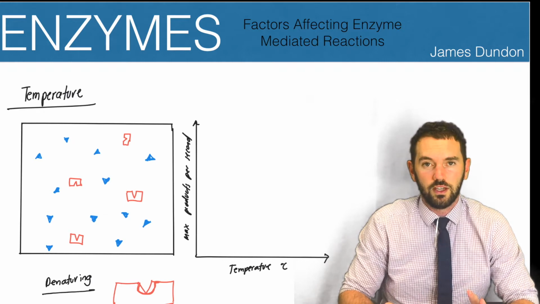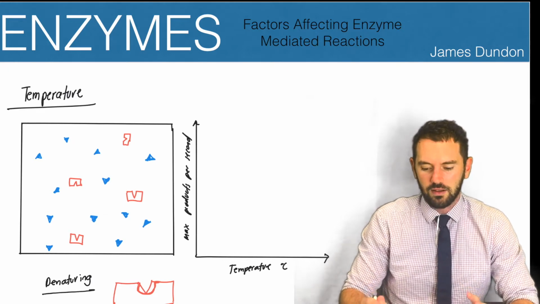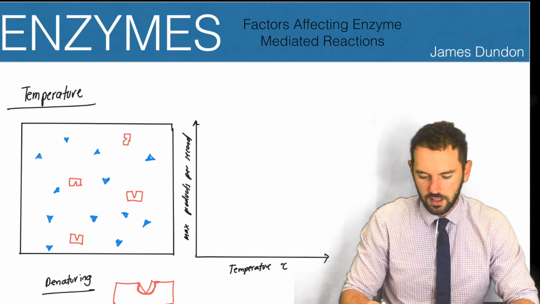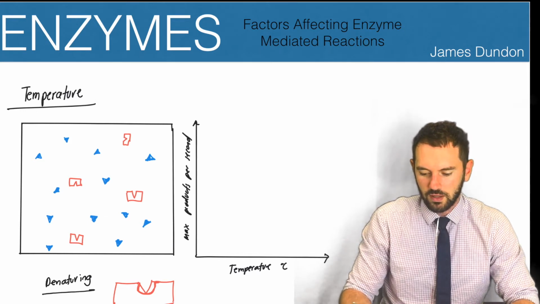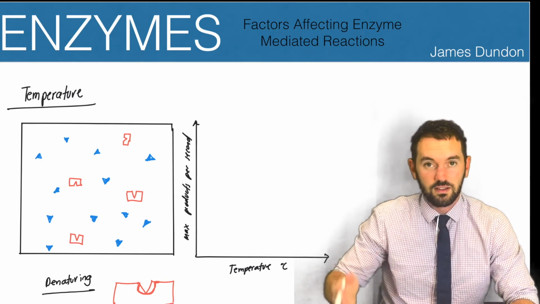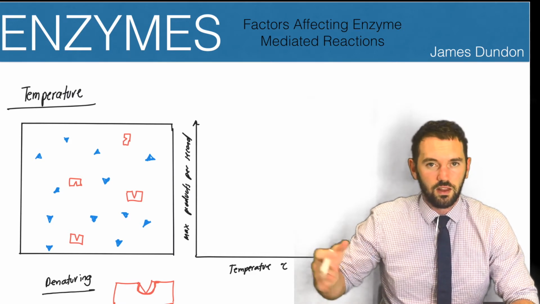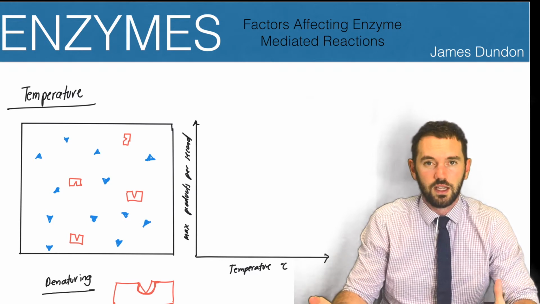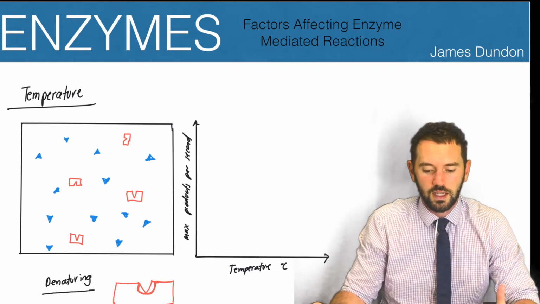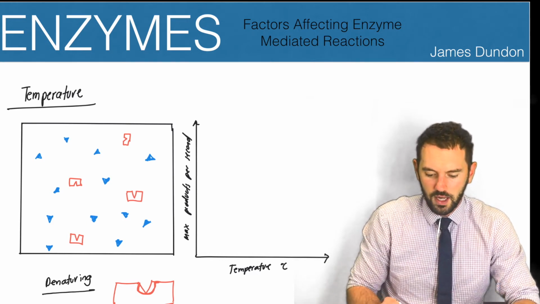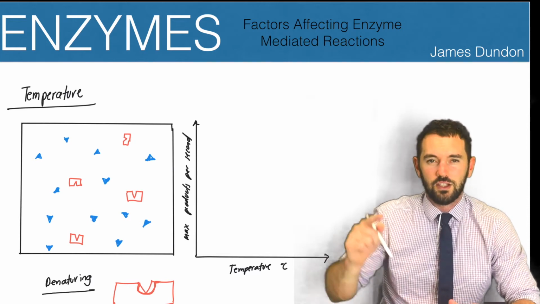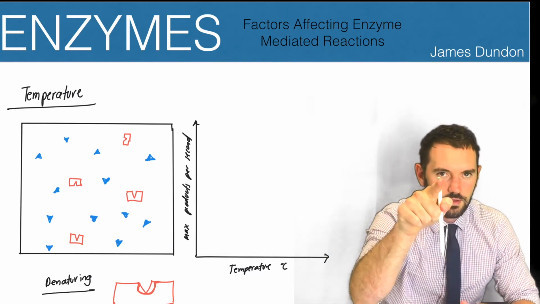I want you to pause this video in a second and draw a quick little graph and go, all right, if I increase the temperature, what's going to happen to the number of products per second? If we did different temperatures, 10, 20, 30, 40, 50, 60 degrees, and measured a reaction, how many products would we get per second? And then bear in mind that we've got this problem of denaturing. So here's your chance, and pause.